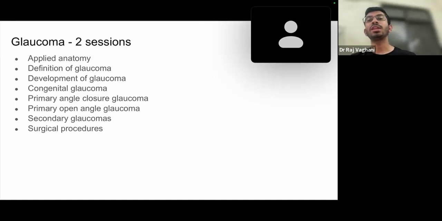Glaucoma will be dealt with in 2 sessions. Glaucoma will cover the applied anatomy part, the definition of glaucoma, how glaucoma develops, and the types of glaucoma: congenital, primary angle closure, primary open angle. What do you mean by angle? We'll discuss each and every part. What is primary glaucoma? What is secondary glaucoma? And how do you treat glaucoma? There are different kinds of surgeries for managing glaucoma, so we'll also deal with these surgical procedures, right?